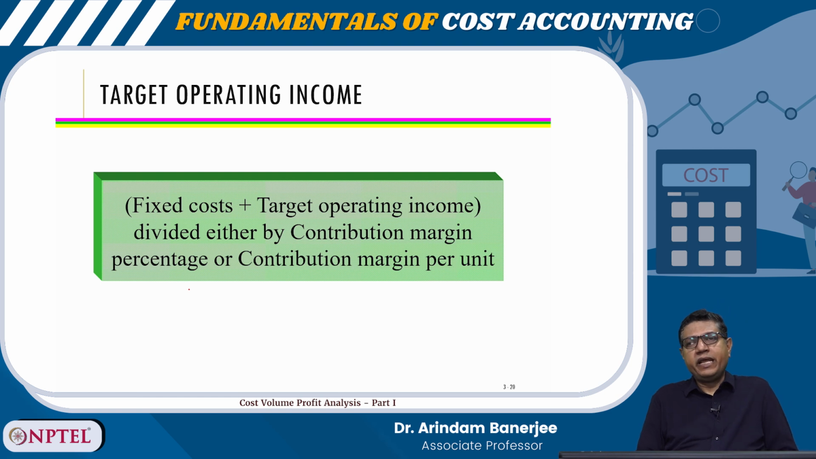Now, at the break even point, the total profit is 0. But what if I want to know, for a target profit, say my target profit is 1000 rupees or 5000 rupees, how much I need to produce to get that profit? That is also possible. That is called target operating income. So, I can write the equation like this: fixed cost plus target operating income divided either by contribution margin percentage or contribution per unit.